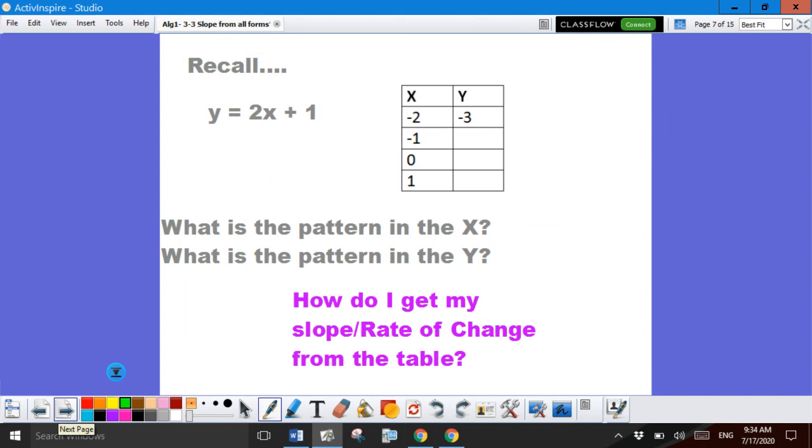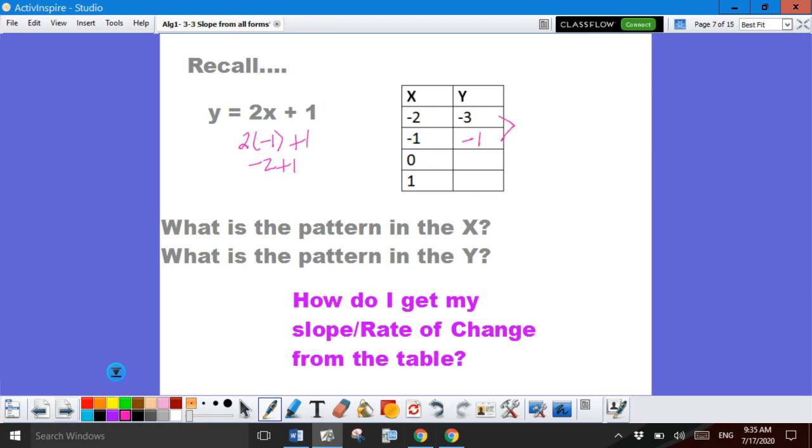All right, so let's find slope from a table. And we're going to look for patterns. Okay, so I don't want you to use your graphing calculator. I want you to use your brain. And it's telling us that -2 is -3. And -1, I need to find. So 2 times -1 plus 1, that's -2 plus 1. That is -1. Okay, that is -1.